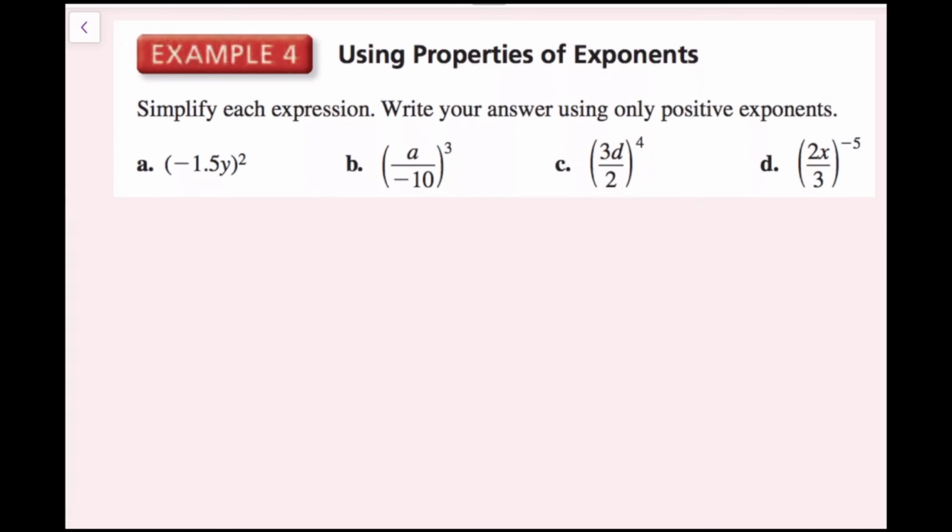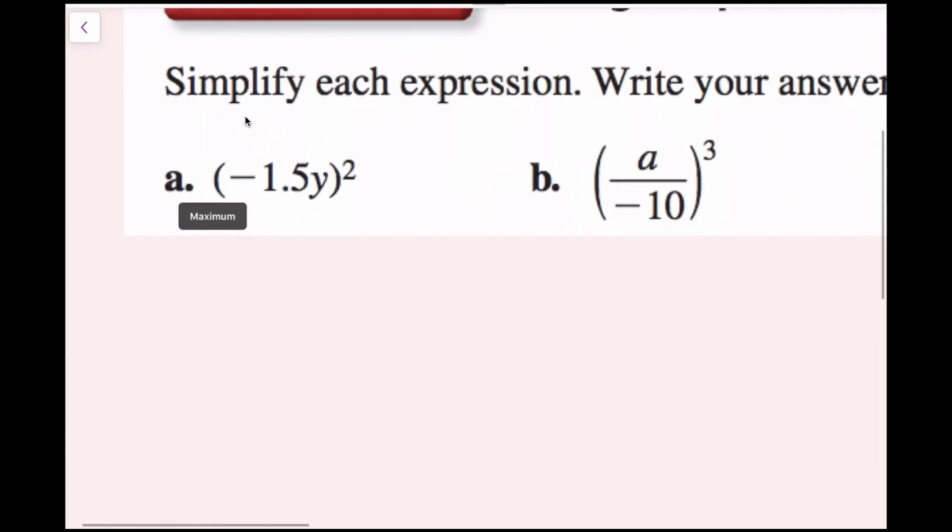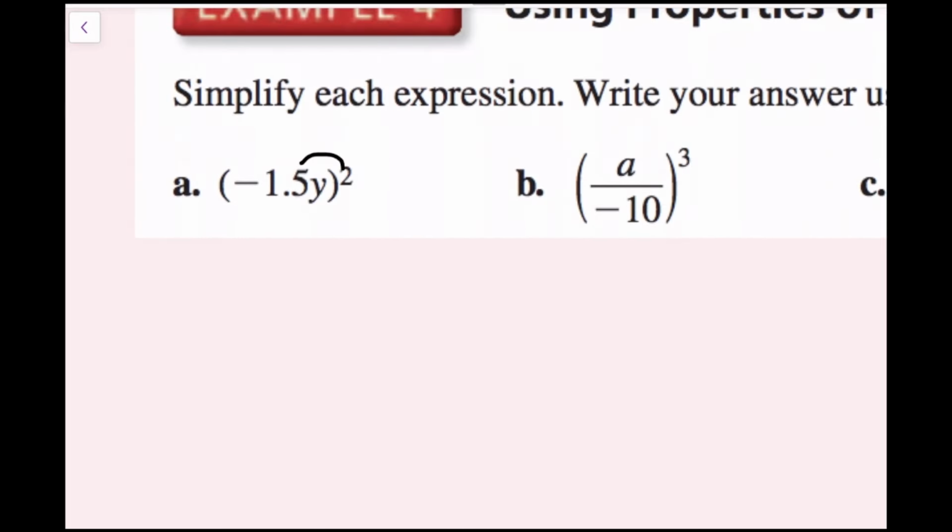For example 4, we're going to simplify each expression and then write our answer only using positive exponents. Okay? Well, here I have negative 1.5 being multiplied by y in parentheses, and then this whole quantity is being squared. Well, this is when I can take each factor, each thing that's being multiplied, and take it to this power, okay? So I'm going to draw the arrows like I'm distributing. So I'm going to zoom in. So that goes there and there.